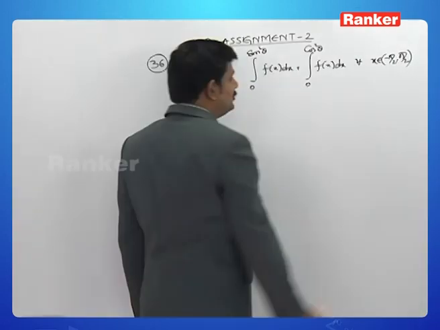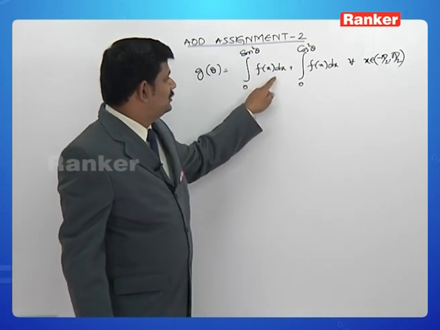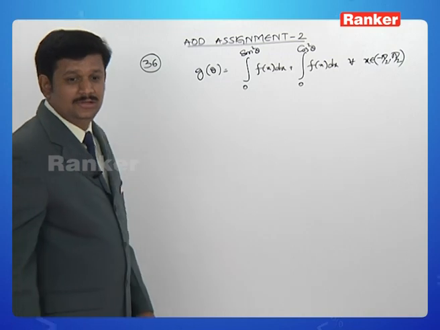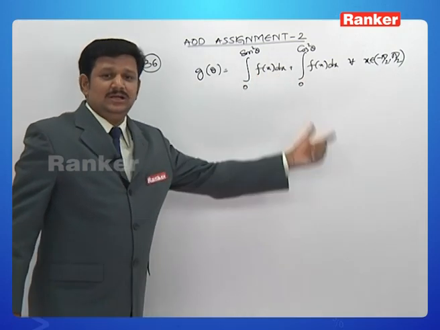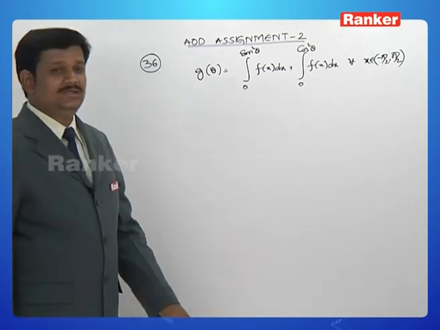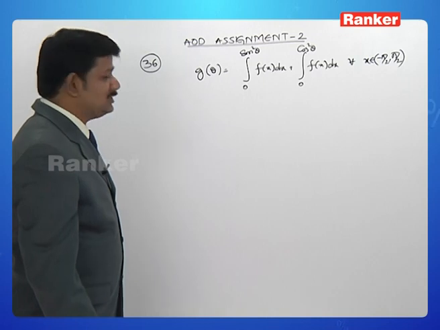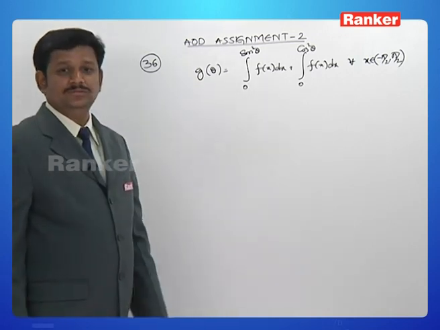For all x belonging to minus pi by 2 to pi by 2, g of theta is given as integral 0 to sin square theta f of x dx plus integral 0 to cos square theta f of x dx. Now, g of theta, because it is obtained by integrating f of x, is a continuous and differentiable function, and for a differentiable function to be strictly increasing, g dash theta should be greater than or equal to 0.